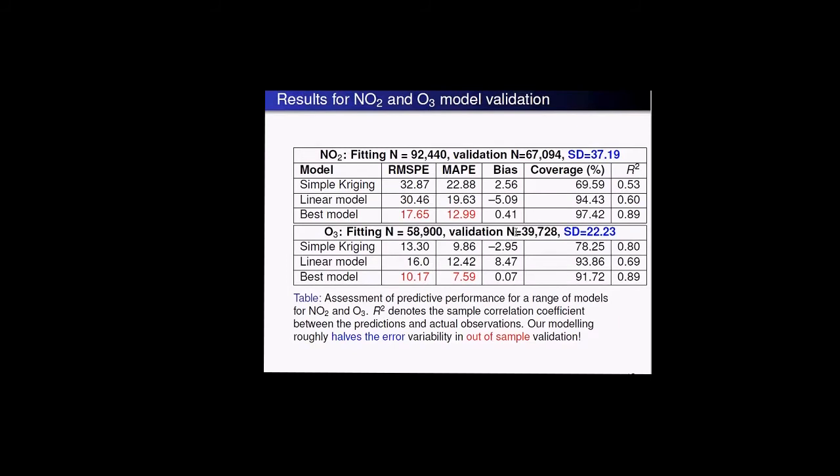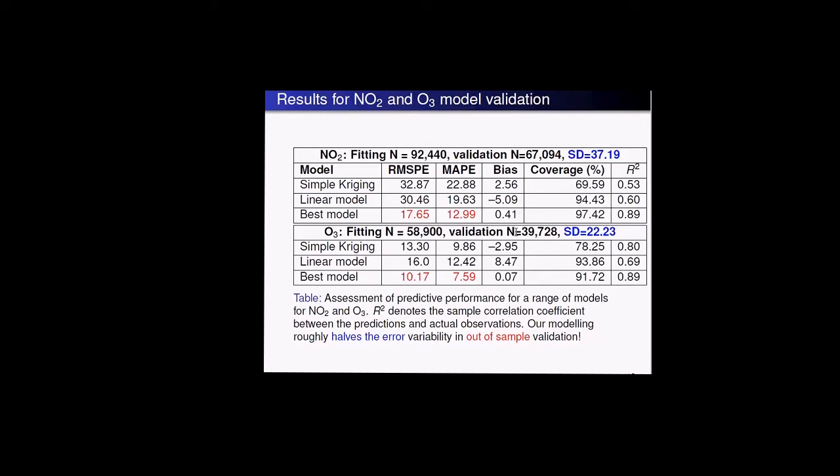So I show you some results. Each of these tables is for one pollutant. The first table is for NO2, the second table is for O3. We use about 60% of the data to train the model and 40% to validate. You see fitting N is 92,000, validation N is 67,000, and in blue the SD is about 37. Then we calculated the root mean square predictive error, the mean absolute predictive error, bias, coverage, and R square. You can see our best model reduces the overall standard deviation to about half, from 37 to 17.65, with a high R square of 0.89.